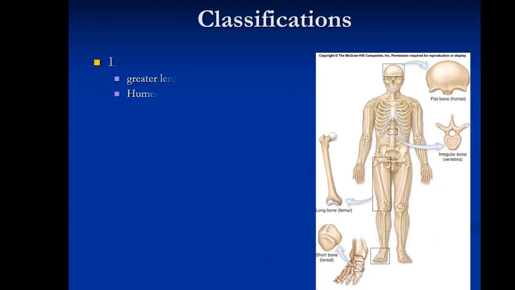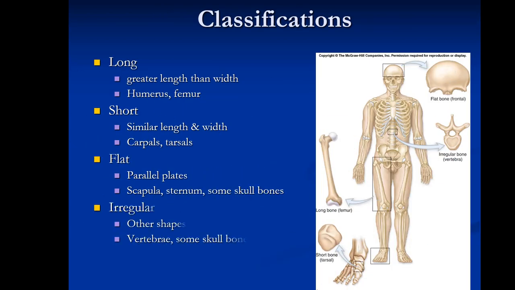So classifications of bones, they can be classified as long, short, flat, or irregular. And so a long bone just means it has a greater length than width. So it might be your upper arm bone right here, the humerus, as you'll soon learn its name. So it looks like a long bone. Femur, which is your thigh bone, another long bone.